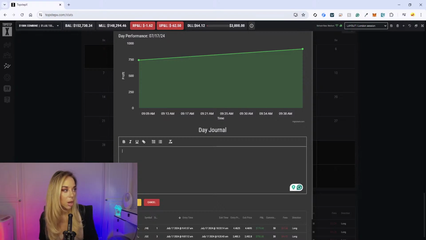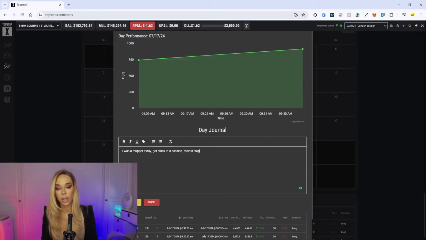So I figured we should dedicate this session to how to journal efficiently, because I think that's something nobody really talks about. Everyone's like, oh, dear diary sort of moments. There is a good way to journal for maximum efficiency and to derive something from those journals, rather than just randomly plopping things in there and going, I was a Muppet today, got stuck in a position, moved stops. That's not proper journaling, right? That's just you bashing yourself. That's not going to help anyone.